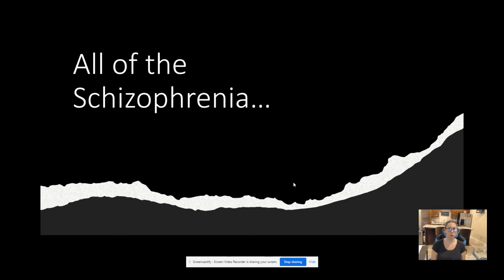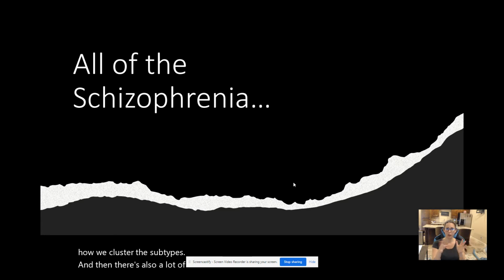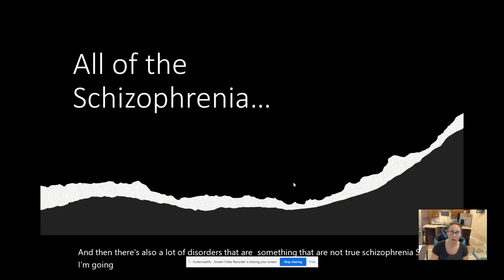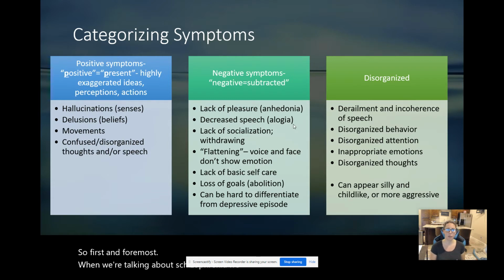Everyone, I'm going to do a quick overview of some of the elements of schizophrenia. There is a lot of terminology related to schizophrenia in terms of how we cluster the symptoms, how we cluster the subtypes, and then there's also a lot of disorders that are schizo-something that are not true schizophrenia. So I'm going to do a quick compare and contrast of all that to try to help clarify that a little bit. So first and foremost, when we're talking about schizophrenia, we categorize symptoms.